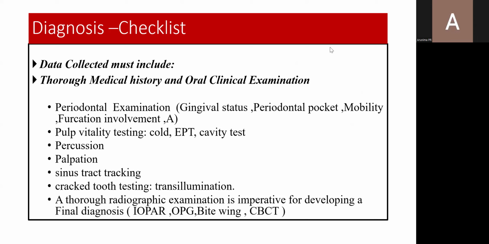And you have to evaluate the tests done by the endo side, like the pulp vitality test, or you can refer the case. If the case first comes to a periodontist, you can advise those investigations, like the pulp vitality test. You have to do a percussion test, palpation, and very importantly, sinus tracking. You also have to check whether it is a cracked tooth. And it is a rule that you have to correlate your clinical examination with the radiographic examination.